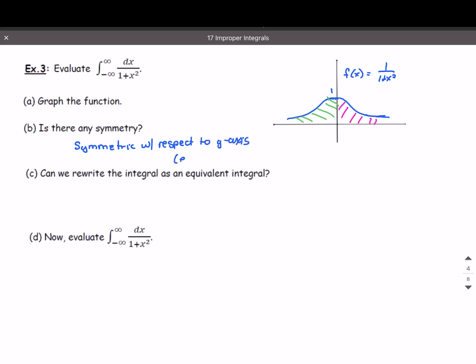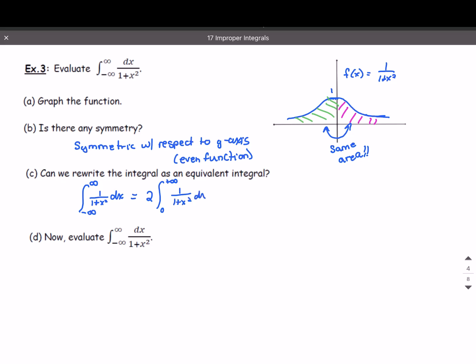That makes this an even function, right? It also means that the pink area and the green area are the same. They have the same area, right? Which means we can take this entire integral from negative infinity to positive infinity and rewrite that as twice the integral from 0 to positive infinity of 1 over 1 plus x squared.